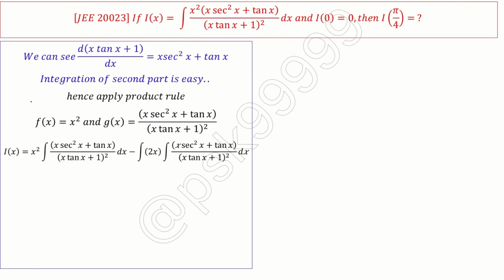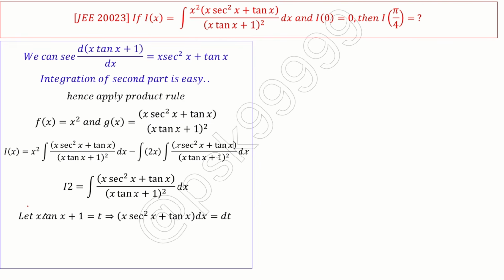Then I(x) equals f(x) into the integration of g(x), minus the integration of f'(x), that is, the differentiation of x², which is 2x, into the integration of g(x) dx. Now all I need is this integration first, which I have to use here. If I take the denominator x tan x + 1 as t, then (x sec²x + tan x) dx is dt. So this integration I2 is the integration of dt by t², which is minus 1 by t, or minus 1 by (x tan x + 1).